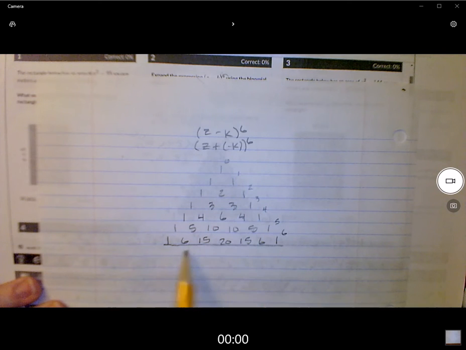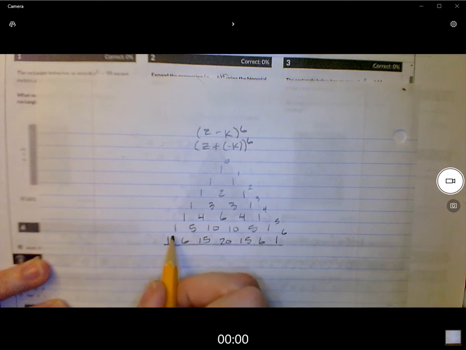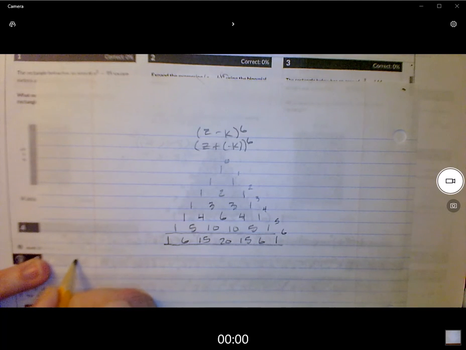So let's set this up. I like to make sure I have plenty of real estate for these because they're so long. So I'm going to start with my 1s on the ends, my 20 in the middle, a 6, and a 15, and a 15, and a 6.